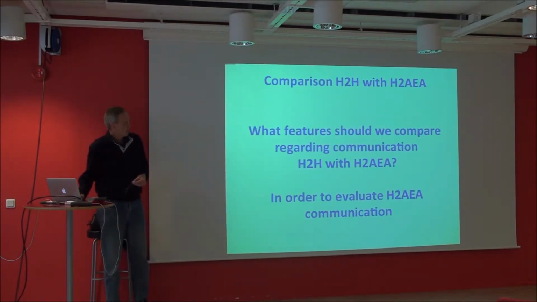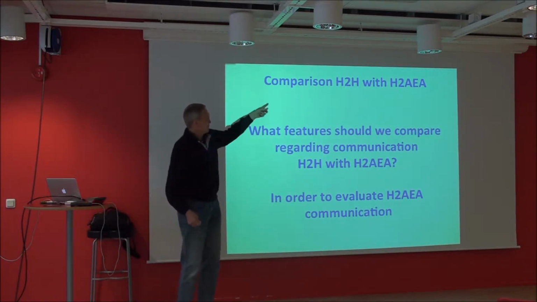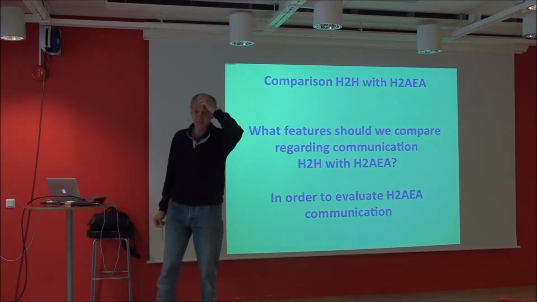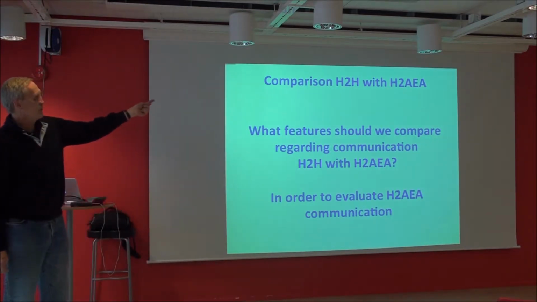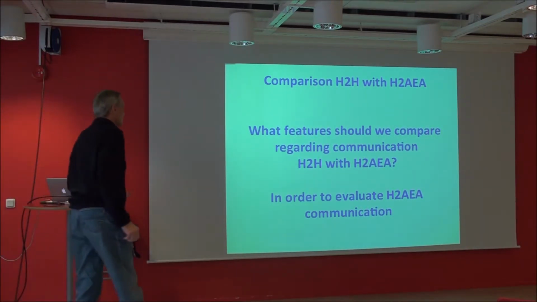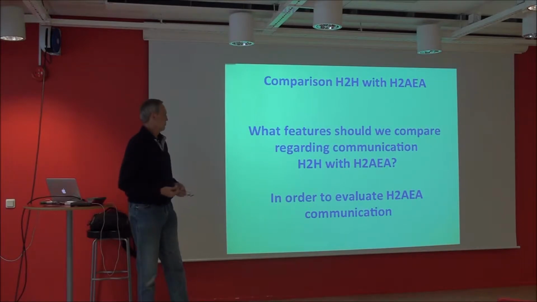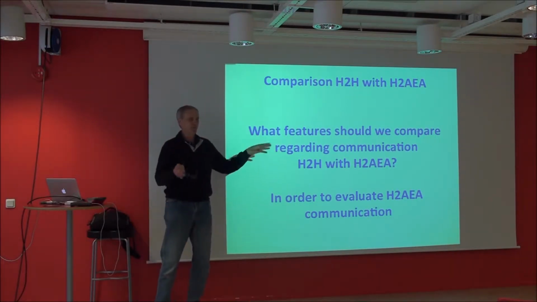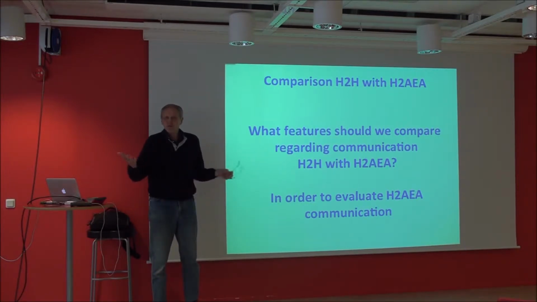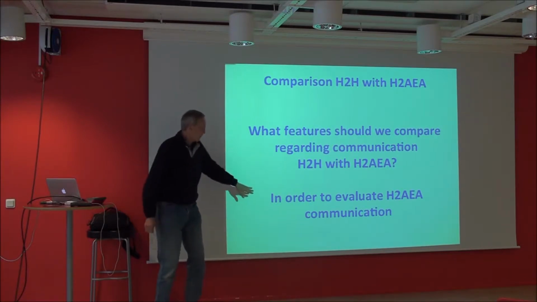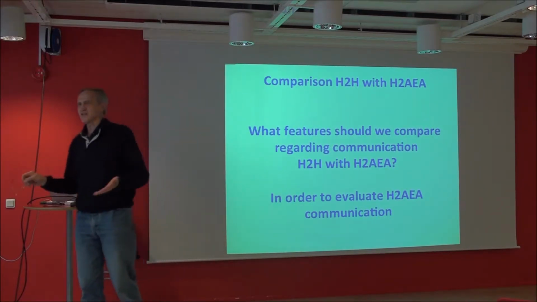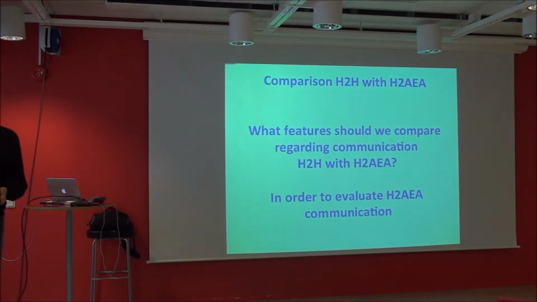So what we want to do now is have a comparison between human to human, this is supposed to be a funny abbreviation, with human to artificial embodied agent. And the question I want you to discuss with yourself for a few minutes before we start: what features should we compare regarding communication if we compare human to human with human to artificial agent? What features of communication would it be interesting to compare if we wanted to evaluate the quality of the interaction with the artificial embodied agent? I want you to warm up a little by thinking about that topic, because that's what the rest of the talk will be about. So discuss with your neighbor just for a few minutes.